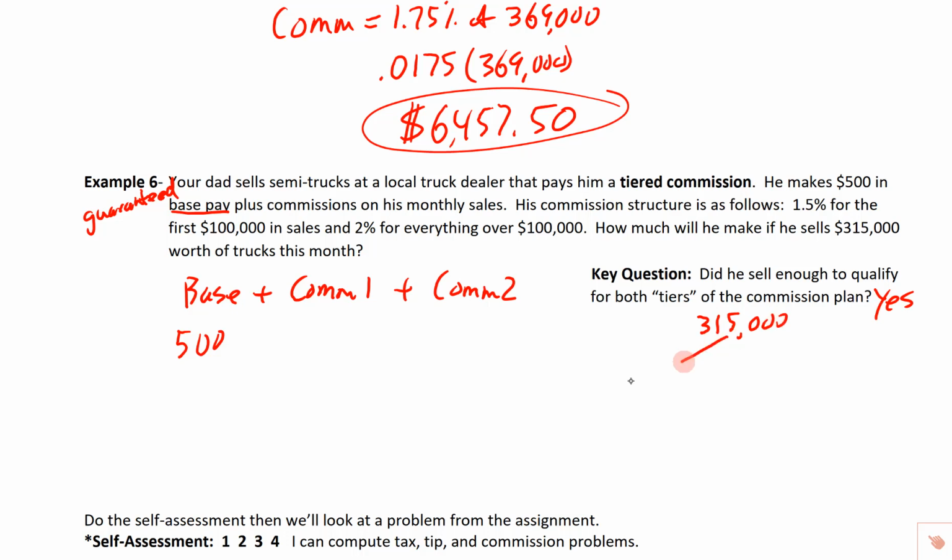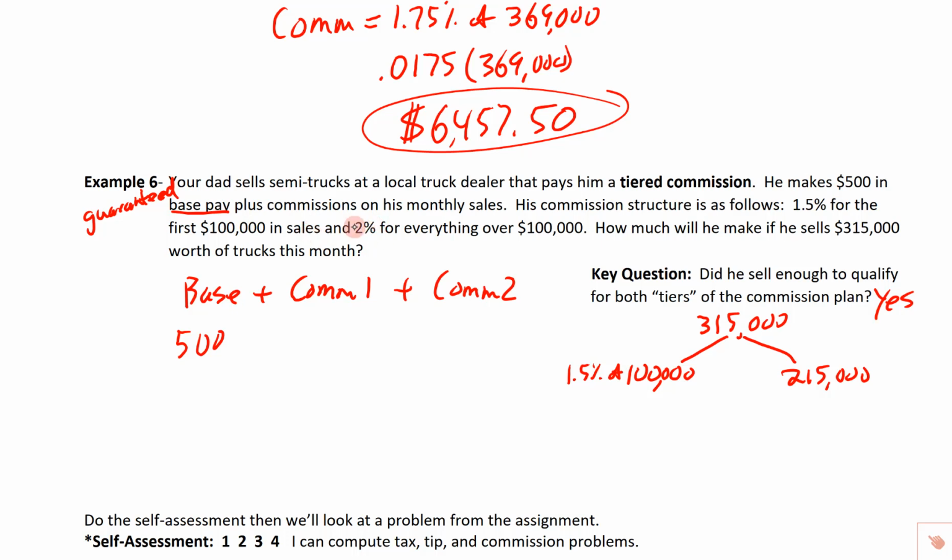We're going to peel off the first $100,000. So take $100,000 and put it over here. Now, his boss is not going to pay him again on that $100,000, but he is going to say, look, I'm going to pay you this percent on this, and we're going to take whatever's left over, which would be 315 minus 100, so that's $215,000 that he's going to get paid on that second commission. So we're going to do 1.5% of that $100,000, because that's that first tier.